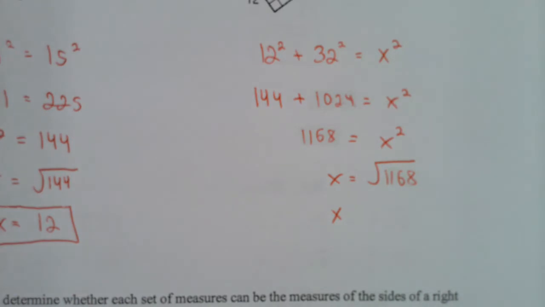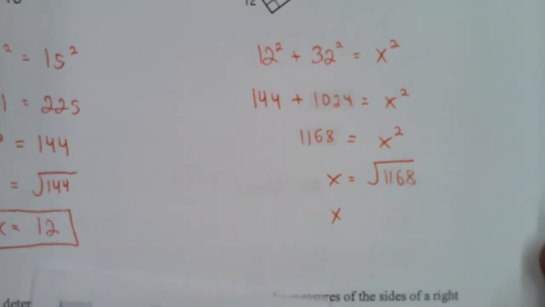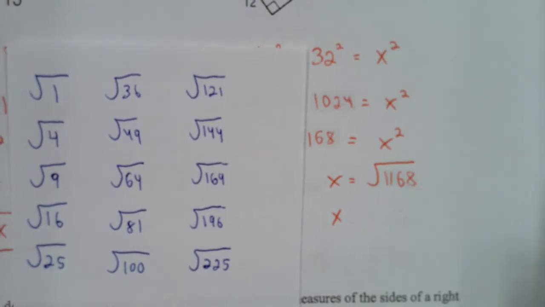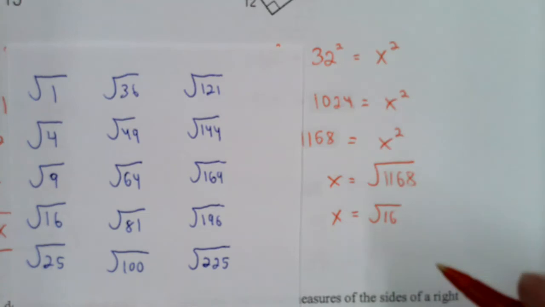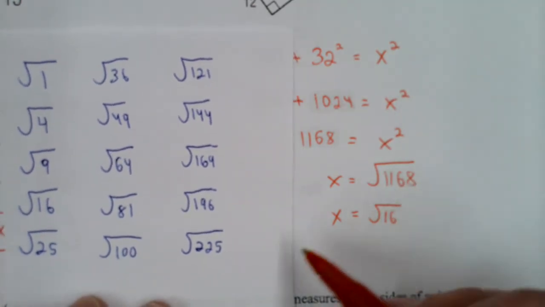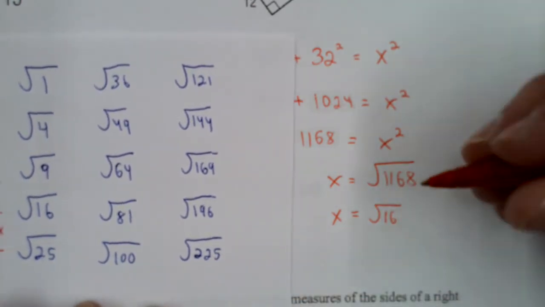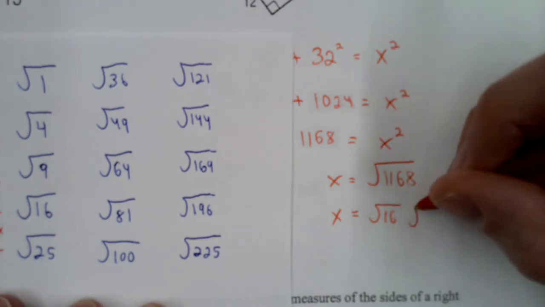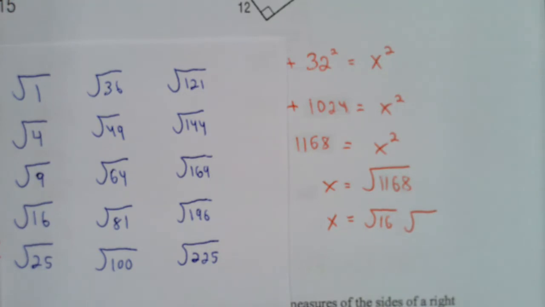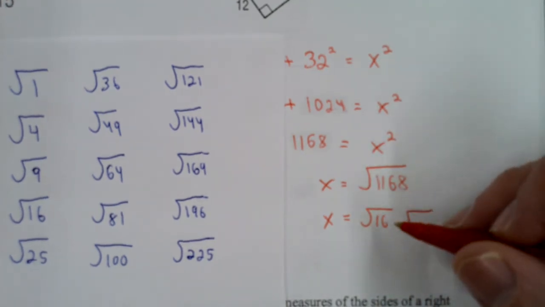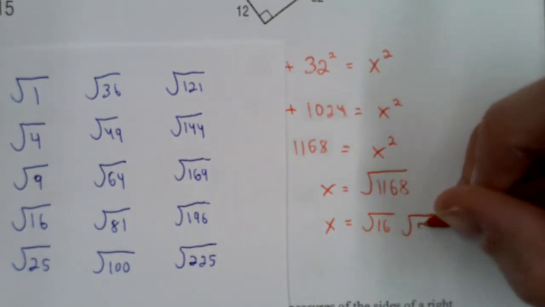But anyway, so we're at 1,168. And now we have to simplify that. And the biggest one that we're going to use is the square root of 16. Okay? That's the biggest one that works. Now, it's possible when you have a really big number like this, there might be a bigger one that works. That is possible. Just keep that in mind. The perfect square numbers don't end at 225. They keep going. So in this case, I'll use 16.